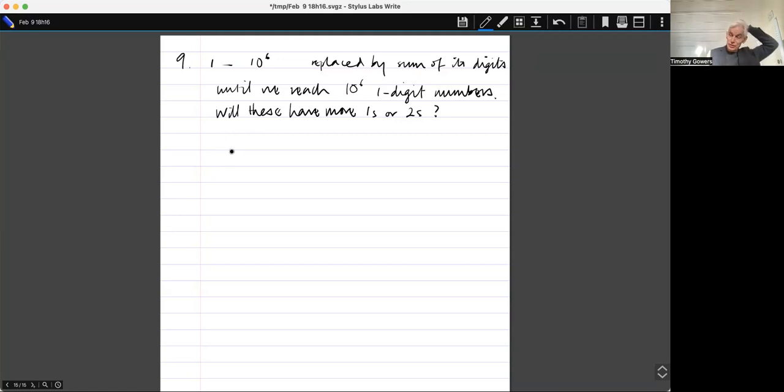And when we get down to one-digit numbers, we won't reach 0, we'll reach 9. So we'll reach an integer from 1 to 9, and it starts at 1. And we go all the way up to 999,999, which is 0 mod 9, so 10 to the 6 is 1 mod 9, so there'll be 1 more 1 than 2. Answer, ones. Don't even have to write anything.